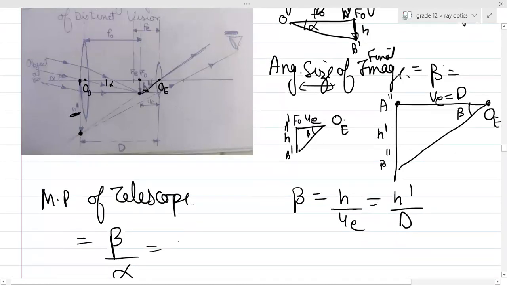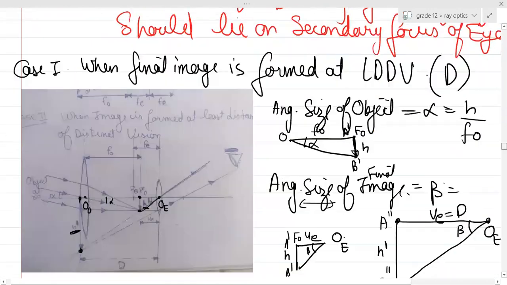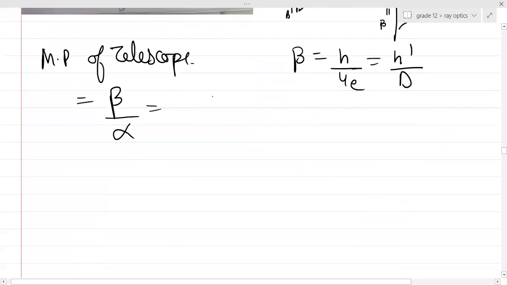So is this clear, guys? Beta by alpha. So beta is basically what? What is beta? Beta is h upon f(o). And this is h upon.